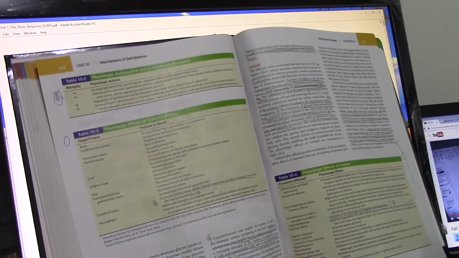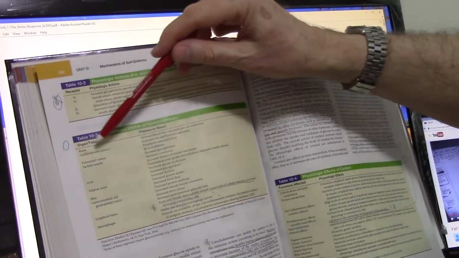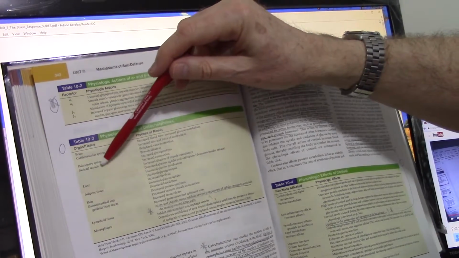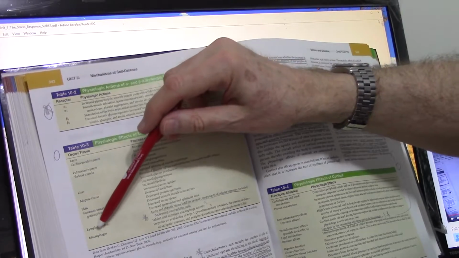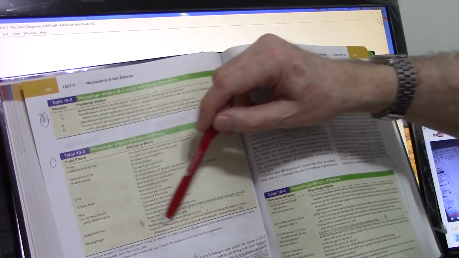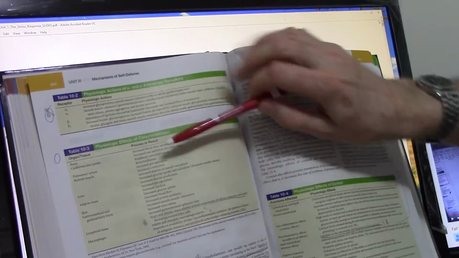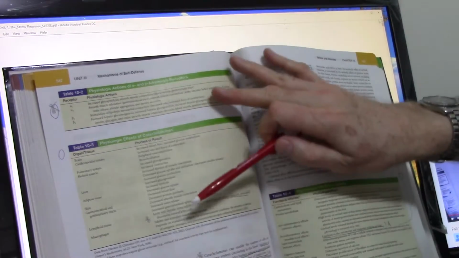And here's just some examples of the cells that it will hit. It will hit brain tissue, cardiovascular system, pulmonary system, skeletal, liver, fat cells, skin cells, lymph system, and the immune system, or macrophages. You can see this is a very widely dispersed effect.